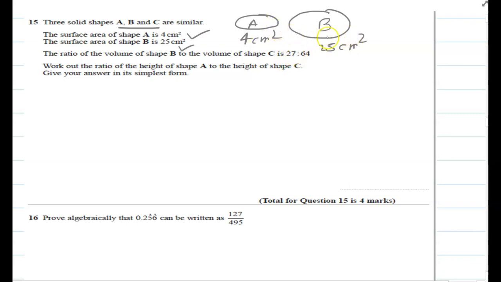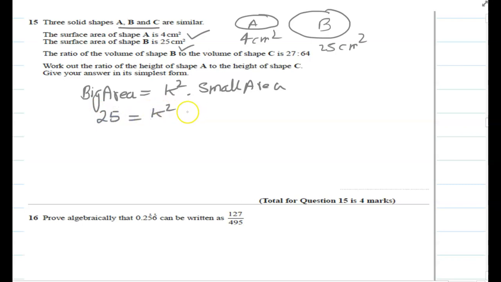So from here, the scale factor will be, so big area will be K squared times the small area. Why are we doing K squared? Because for length we take K, for area we take K squared, for volume we take K cubed. Yeah, so big area is 25, K squared, and the small area is 4, so K squared times 4. So 25 divided by 4, that is the square root of 25 over 4, that is K. So it is 5 over 2. 5 over 2 is 2.5.